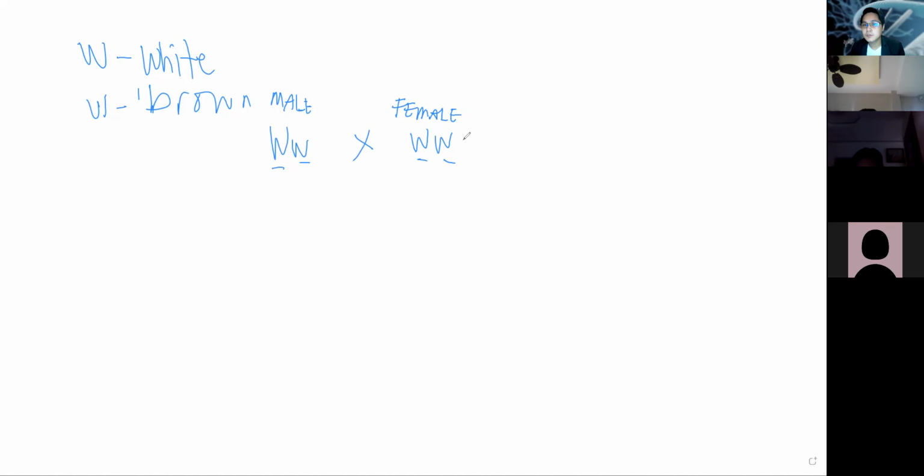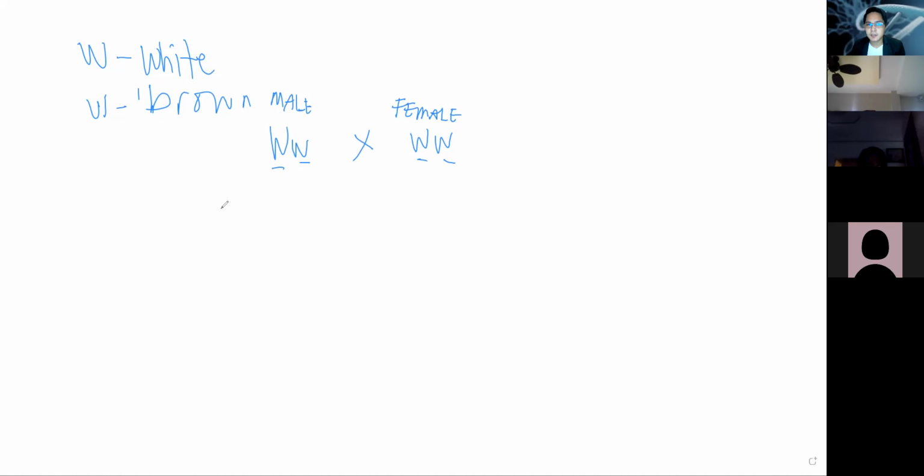Totally a brown. Totally carries a brown gene. There is no such thing as homozygous brown here simply because this is what? A recessive gene. Again, we can only see a recessive gene if it is paired with another recessive gene.